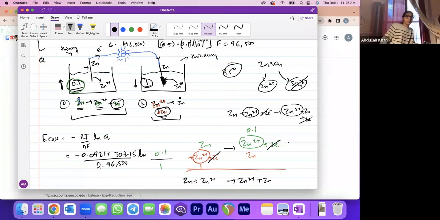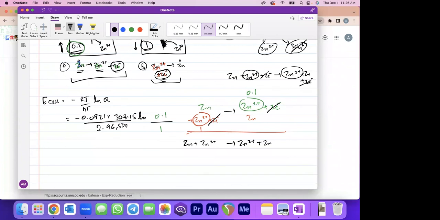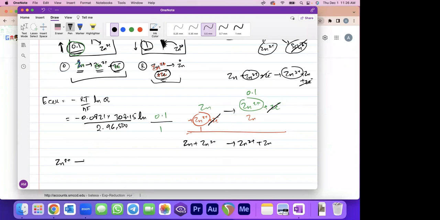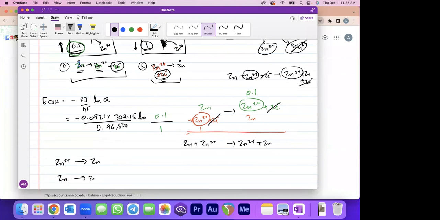Hold on, let me try to understand. Okay, Zn plus Zn2 plus. You know what? Let's do this. So tell me what to write. Oh, Zn2 plus. Zn goes to Zn2 plus. Correct.